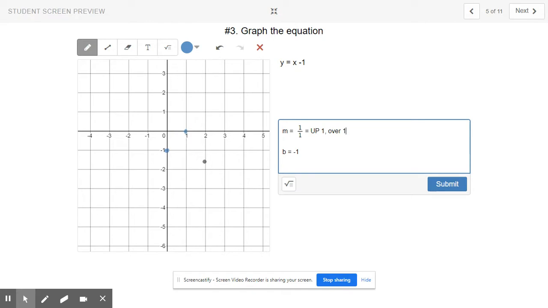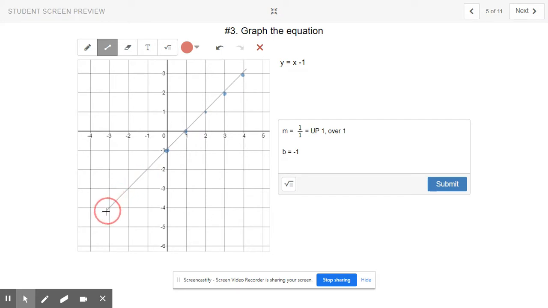Those are the only 2 points I need to connect my line, but I can do it as many times as I want. From that point, up 1 over 1. That's another point on my line. Up 1 over 1. That's another point. So you can see that I can continue using my slope to create more and more points on my line. You only need 2 to make your line, but the more you have, sometimes the easier it is to draw that straight line. All right, so there's my answer for number 3. y = x - 1. I have a slope of +1 and a y-intercept of -1.